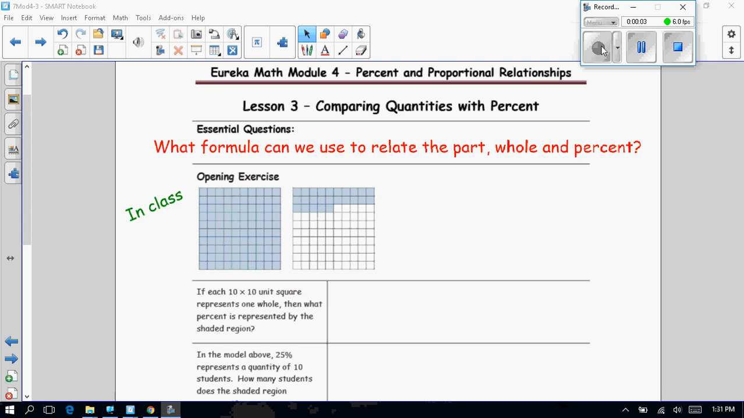Hello. So here we are, Module 4, Lesson 3 on page 16. We are comparing quantities with percent. Essential question for the day, what formula can we use to relate the part, whole, and percent? This one's going to be slightly different than what we did in Lesson 2. You'll also notice that over here on the side, I have our opening exercise, which will be done in class as our warm-up when we get started. So go ahead, go across to page 17 when you are ready.